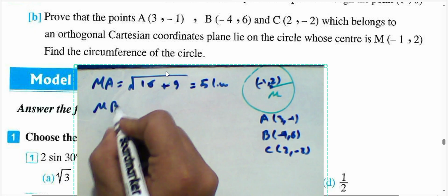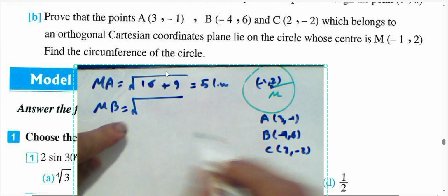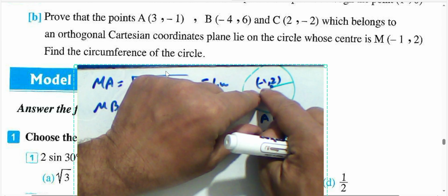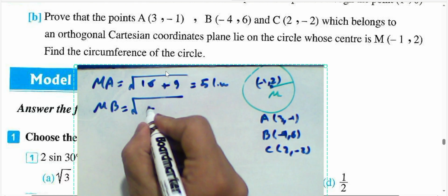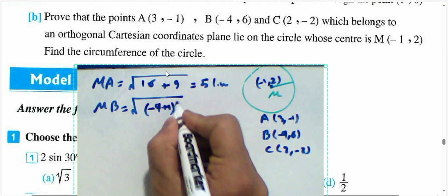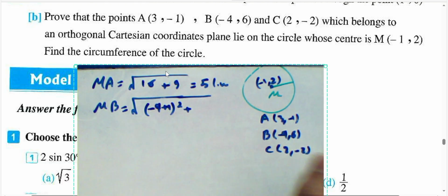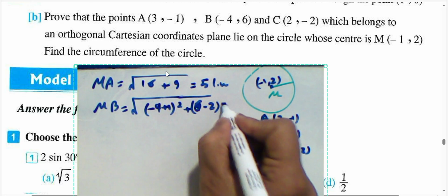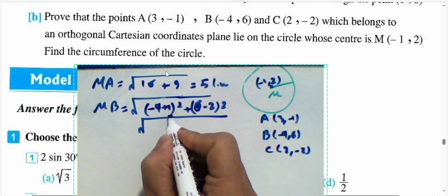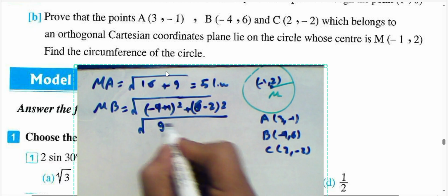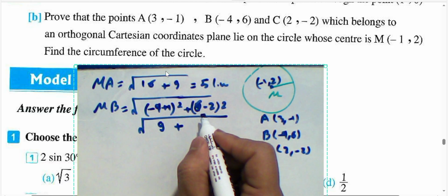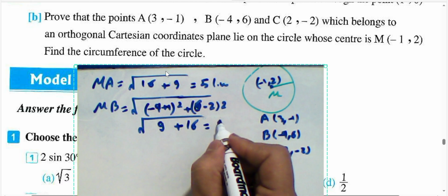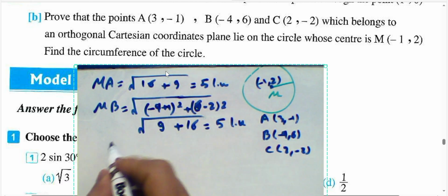Next, we can find the square root of the distance between M and B. Negative 4 minus negative 1, negative 4 plus 1, power 2. And 6 minus 2, all power 2. Then we have the square root of negative 3 power 2, 9, and 6 minus 2, 4. 4 power 2 is 16. The square root of 25. It will be 5 length units.